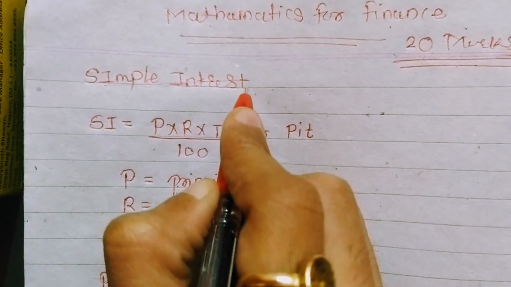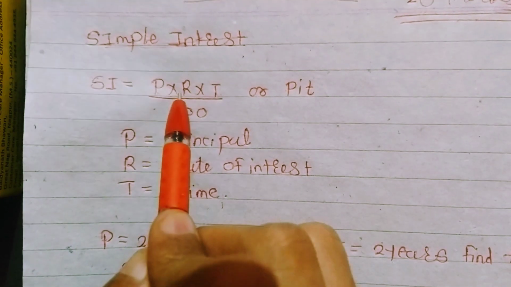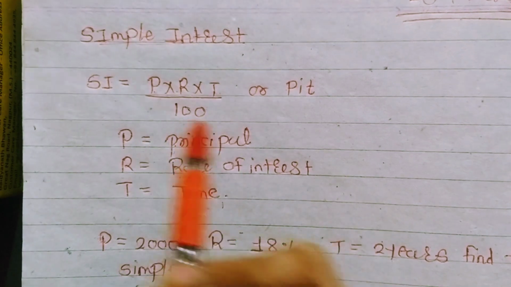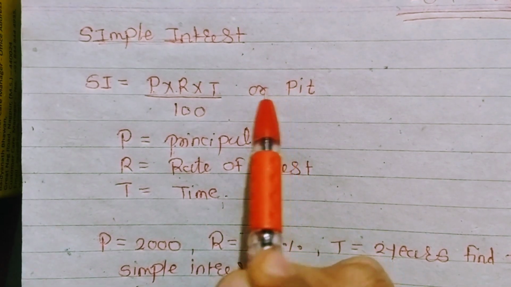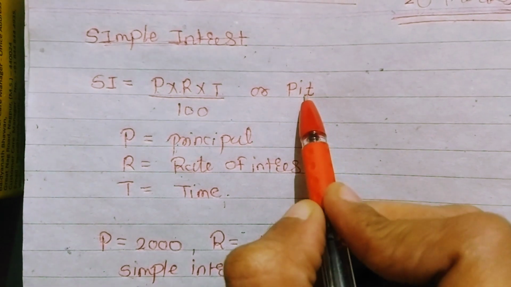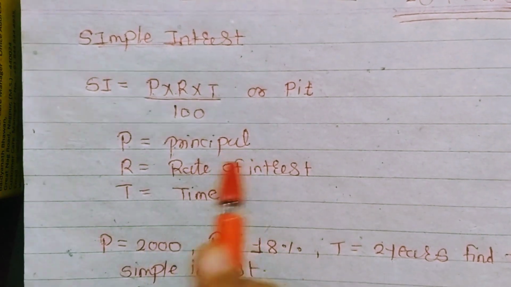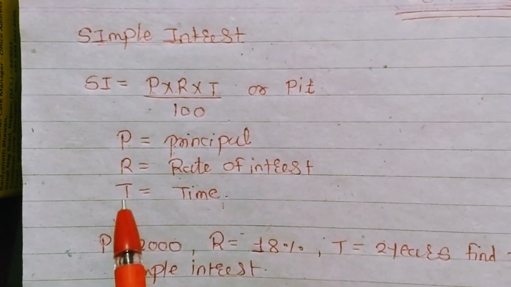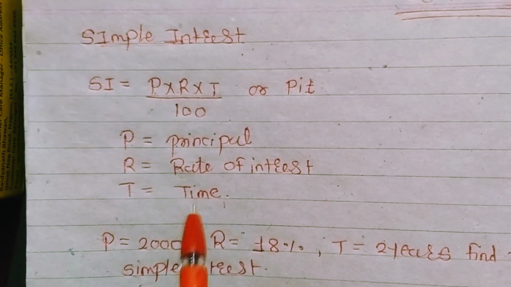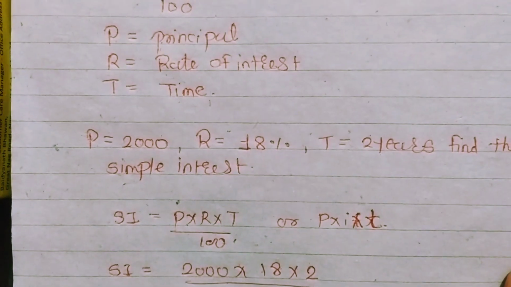How to find the simple interest? The formula of simple interest is SI is equal to P into R into T whole divided by 100, or the formula is P into I into T. Both have the same meaning. P is equal to principal, R means the rate of interest, T means the time. With an example we will try to solve it.